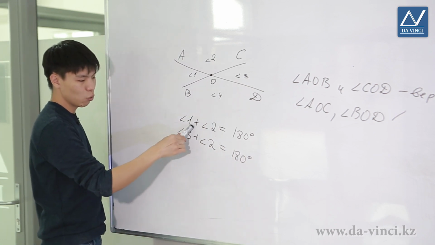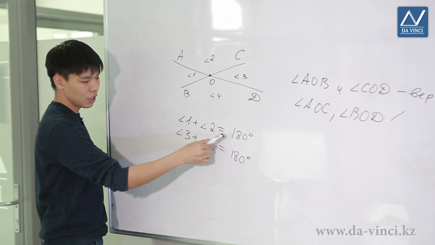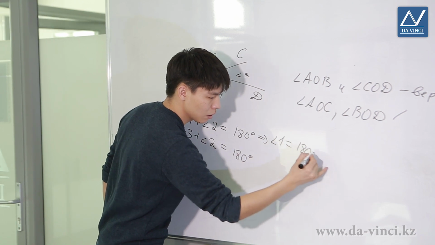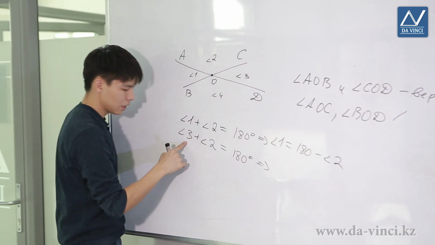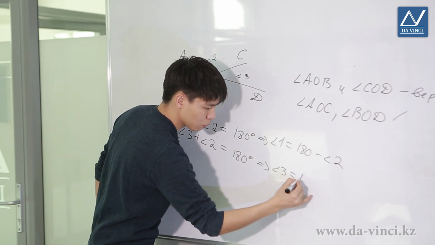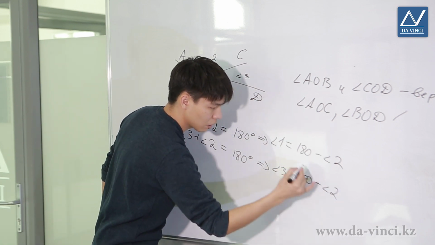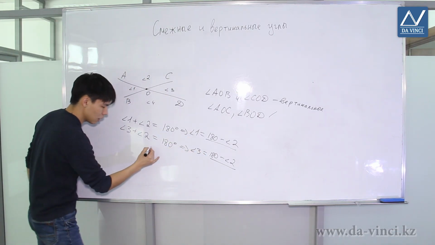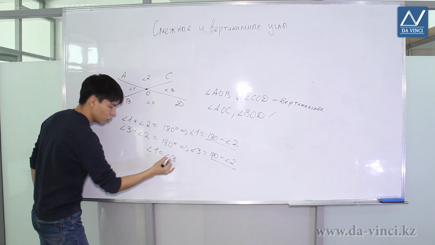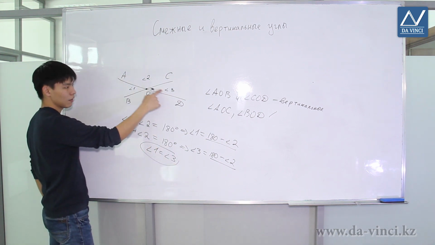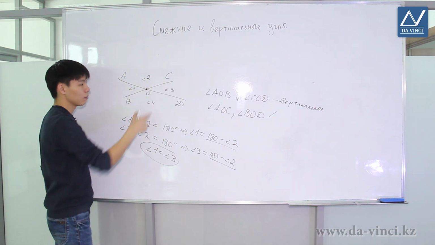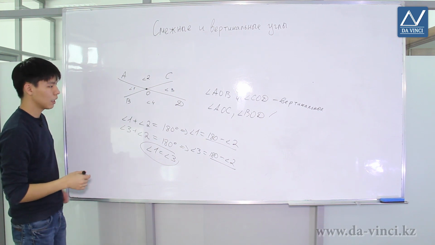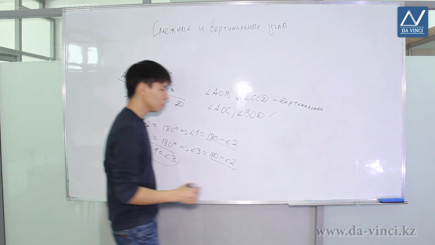This shows that if we express angle 1, then we get 180 minus angle 2. Let's write it down. Angle 1 will be equal to 180 minus angle 2. Similarly, if we express angle 3, then we get 180 minus angle 2. These two angles have equal right sides, so the left parts are also equal. From this it follows that angle 1 is equal to angle 3, so the vertical angles are equal. It is similarly proved that angle 2 is equal to angle 4. This is the most important property of vertical angles. Let's take a look at an example.